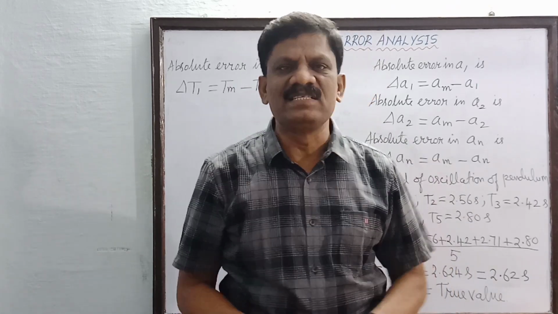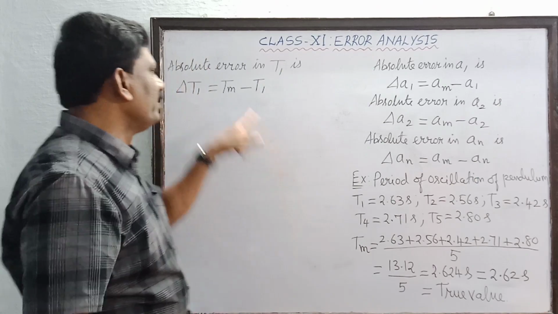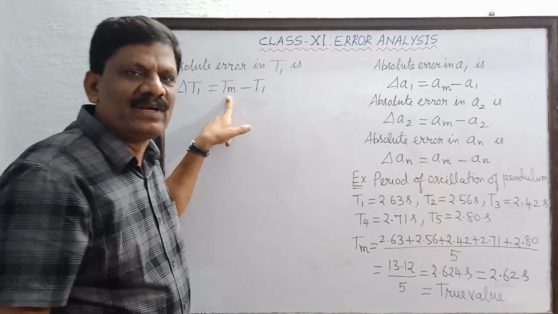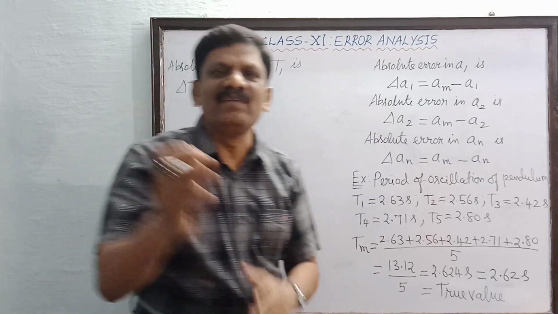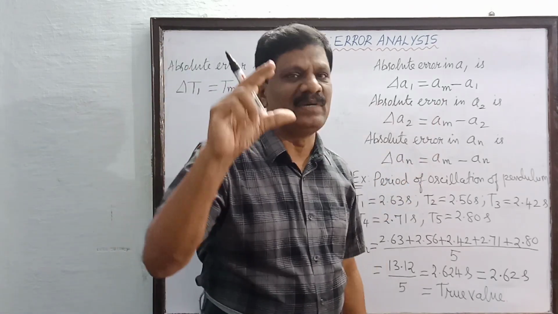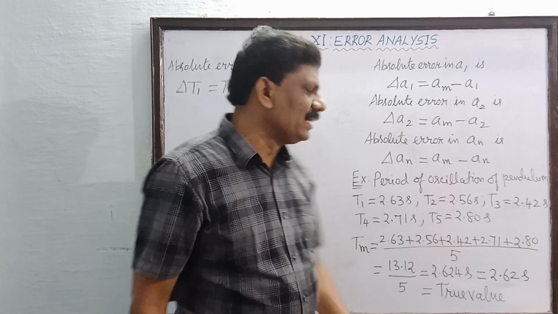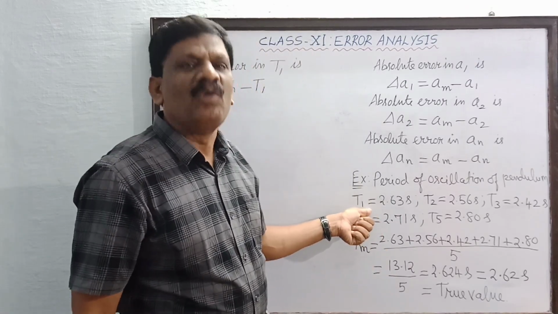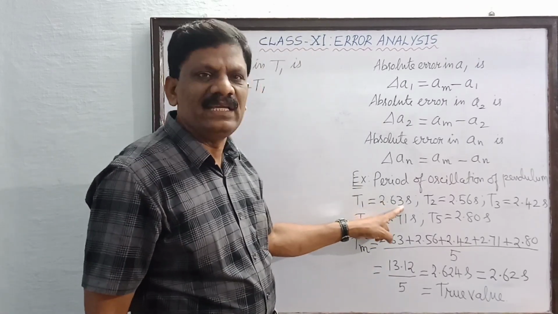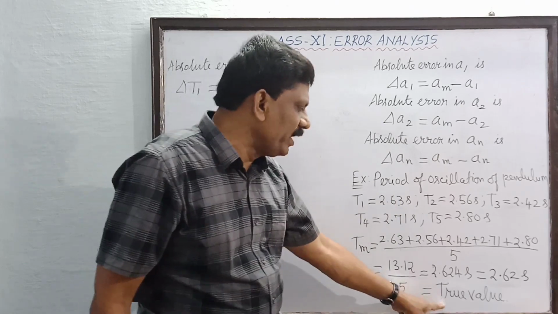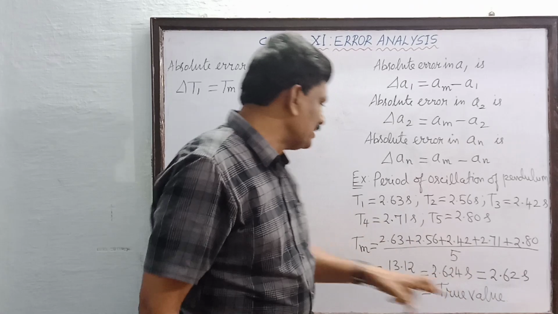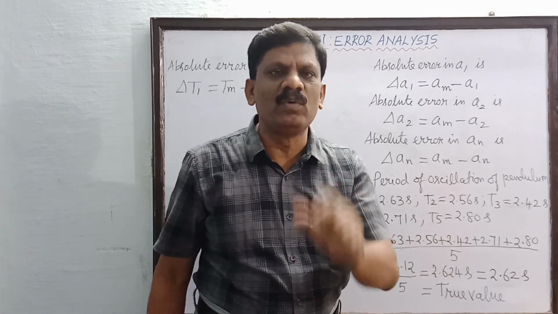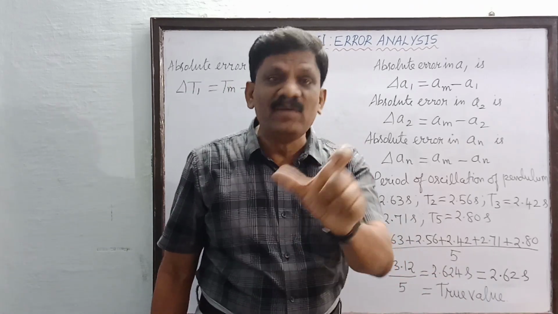Absolute error is always defined as what? The difference between the true value of the physical quantity and the observed value of the physical quantity. So first time when you oscillated the pendulum and you measured the time taken, T1, that is T1. How much time did you take? 2.63. Okay, but what is the true value we have calculated? 2.62. So this difference between 2.62 and 2.63 is called the absolute error in the measurement of T1 alone.